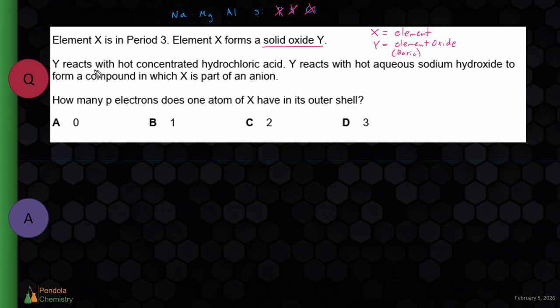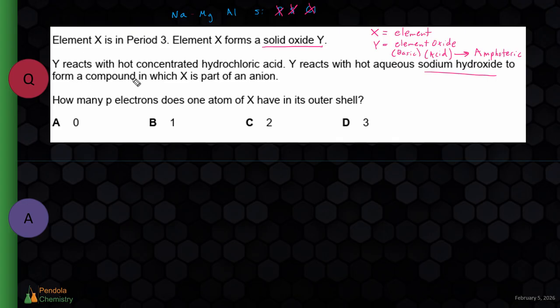But if we keep reading, Y reacts with hot aqueous sodium hydroxide. Sodium hydroxide is an alkali. Sodium hydroxide is a base. If it's reacted with a base, that means Y has to be an acid. Well, how can it be both, right? How can it be a base and an acid? Well, that means that Y, the oxide of this element, is amphoteric. It reacts as both an acid and a base.